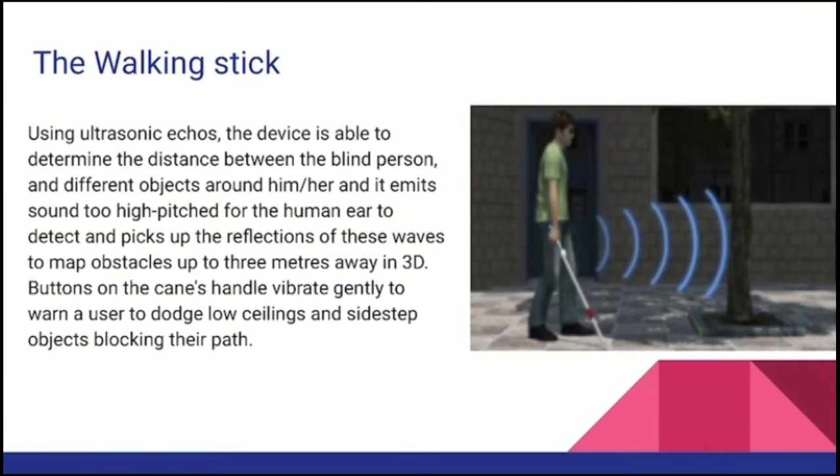Using ultrasonic echoes, the device is able to determine the distance between the blind person and different objects around him or her. It emits sound too high-pitched for the human ear to detect and picks up the reflections of these waves to map obstacles up to 3 meters away in 3D. Buttons on the cane's handle vibrate gently to warn a user to dodge low ceilings and sidestep objects blocking their path.